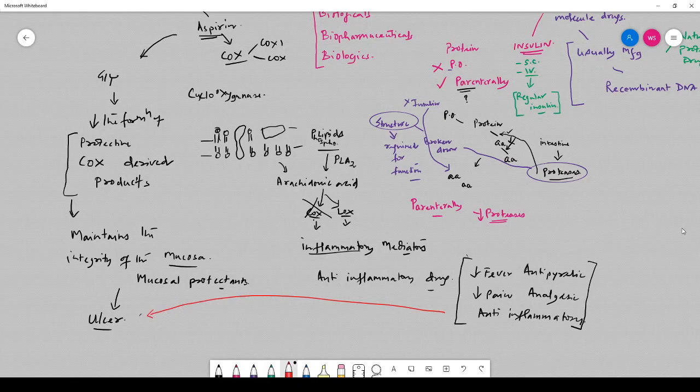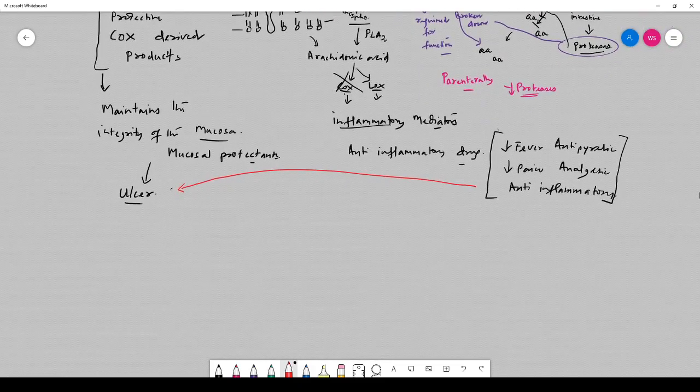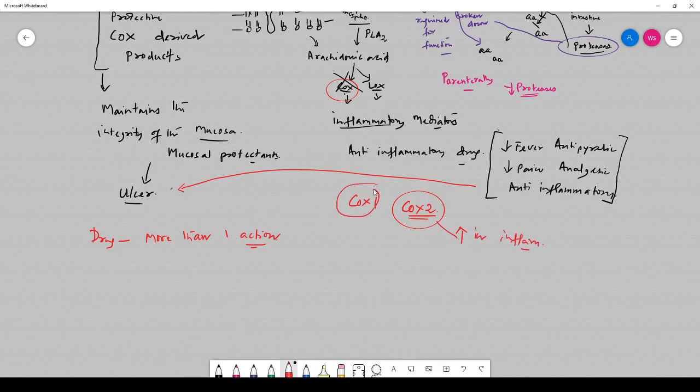So what has happened here is that the drug has got more than one action. If it was acting only on the COX, it would have had only one action. But here we see that this COX is also again of two types. There is COX1 and COX2. This COX2 increases in inflammation. This COX1 is a protectant. The protection that we were talking about is mediated by COX1.